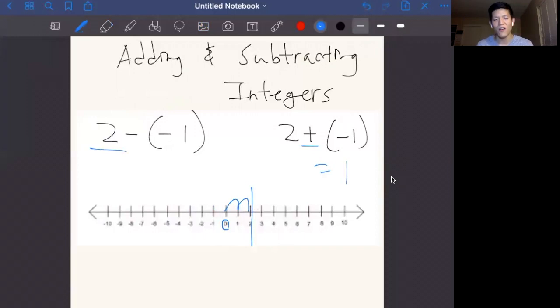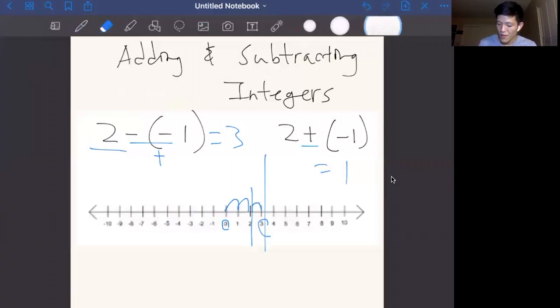This will be covered a little bit more in the multiplying and dividing integers video. But for now, just know that negative and negative cancel each other out and it becomes positive. So you still go to the right one space and you end up at 3. So this is equal to 3. But this one I'll cover a little bit more in the multiplying and dividing integers video, so you can watch that one, okay?